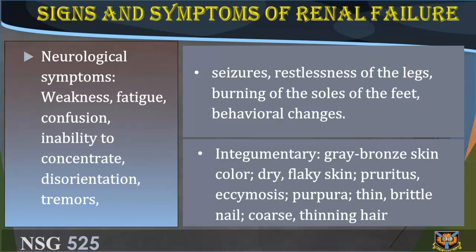2. Signs and symptoms of renal failure. Neurological symptoms: weakness, fatigue, confusion, inability to concentrate, disorientation, tremors, seizures, restlessness of the legs, burning of the soles of the feet, behavioral changes. Integumentary: gray brown skin color, dry, flaky skin, pruritus, ecchymosis, purpura, thin, brittle nails, coarse tiny hair.